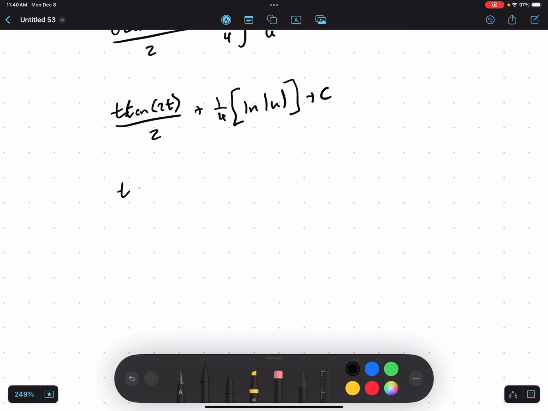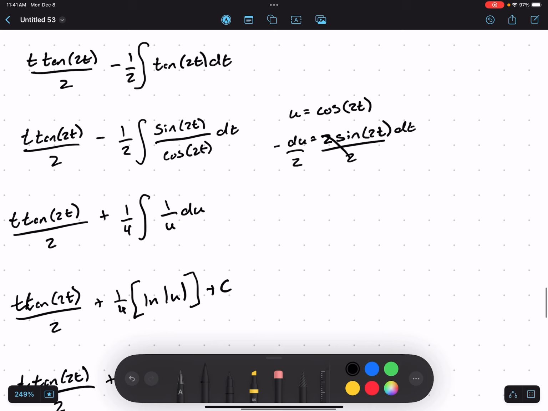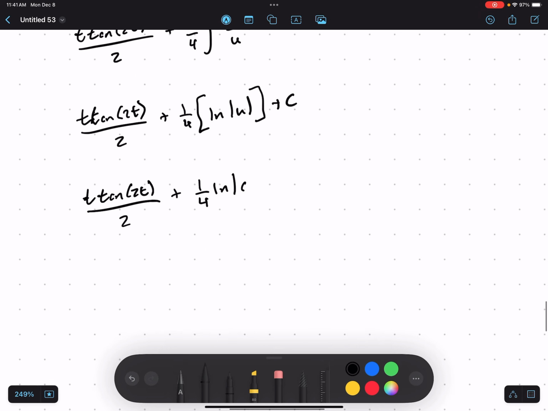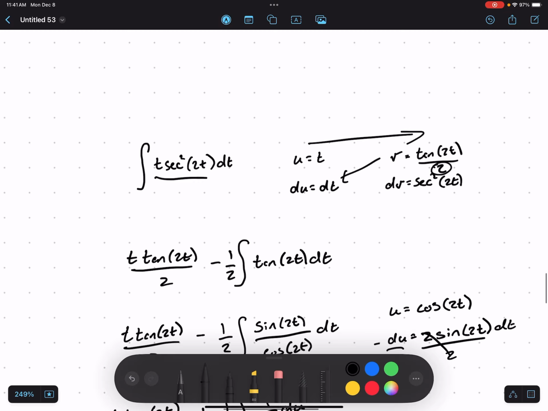And then finally, to get our answer, it's t tangent 2t over 2 plus 1/4 ln absolute value of cosine 2t, plus c, because u is just cosine 2t. And that is the final answer to this integral.